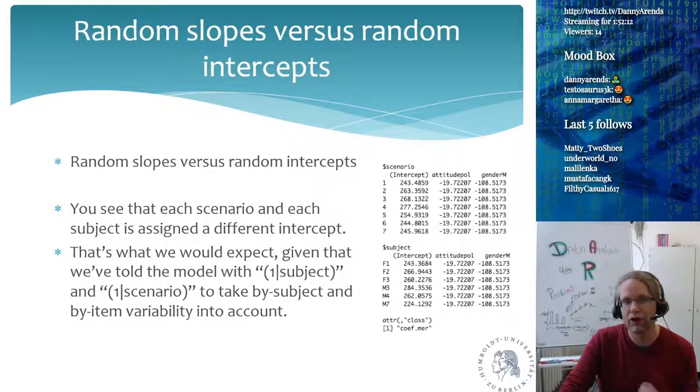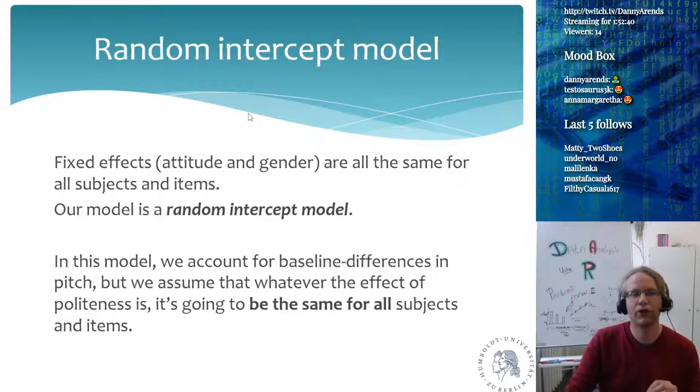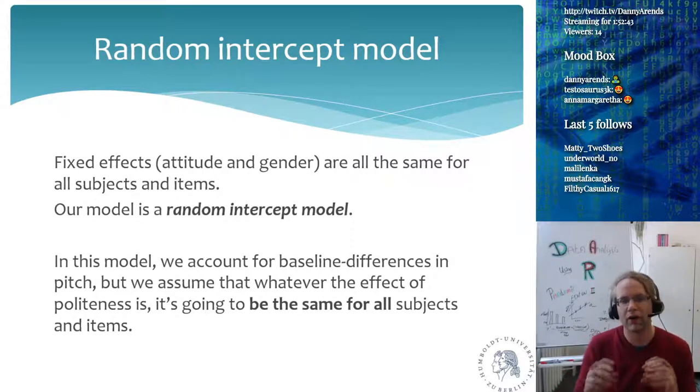So then you are talking about a random slope model. In this case, we're just doing random intercepts. So every individual is allowed to have their own intercept, and every scenario is allowed to have their own intercept. And of course, the effect of politeness is equal across the different scenarios and across the different individuals that we are looking at. So a random intercept model means that the fixed effects, attitude and gender, are the same for all subjects and all items. In this model, we account for baseline differences in pitch, but we assume that whatever the effect of politeness is, it's going to be the same for all individuals and all items.